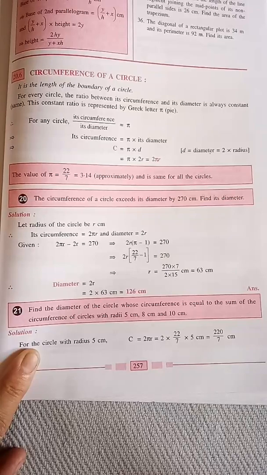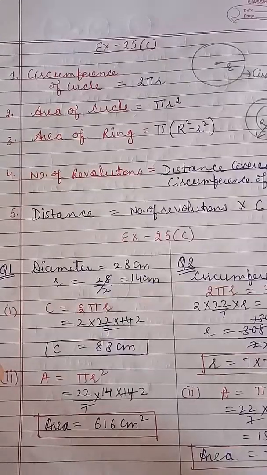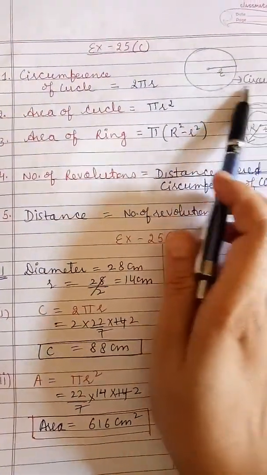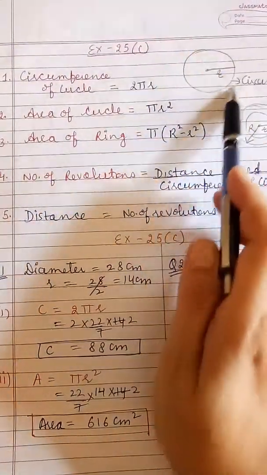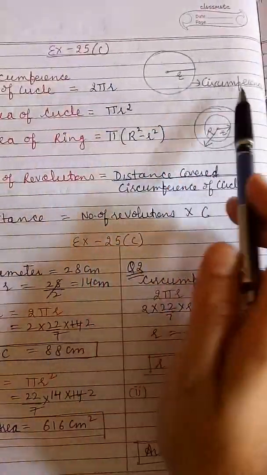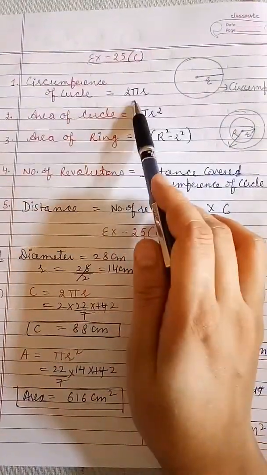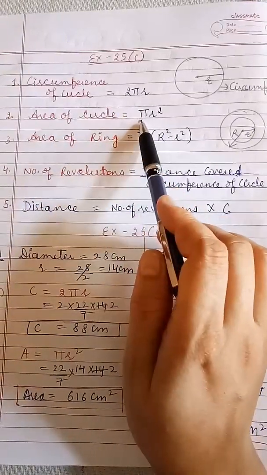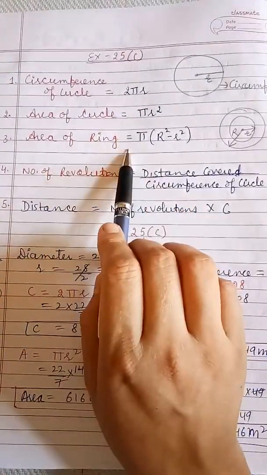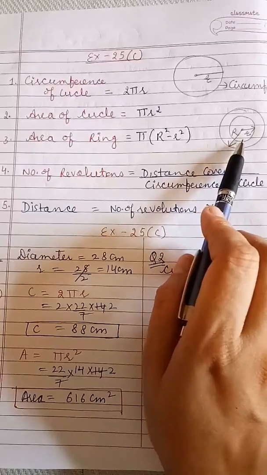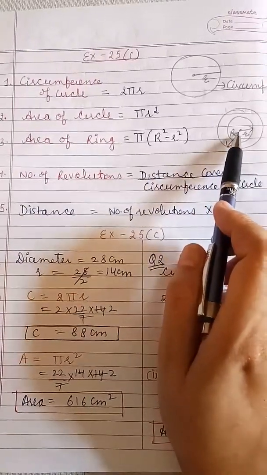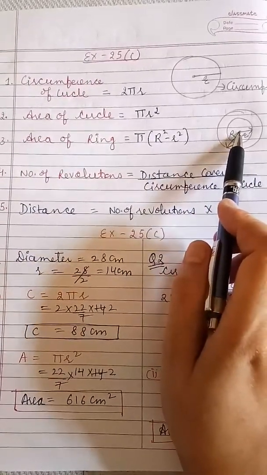Here are a few formulas based on circles. This is a circle, and this is the circumference. The boundary, the perimeter in the case of a circle, is known as the circumference. The circumference of the circle is 2 pi r, the area of the circle is pi r square, and the area of the ring or area of concentric circles. Concentric circles means circles with the same center.